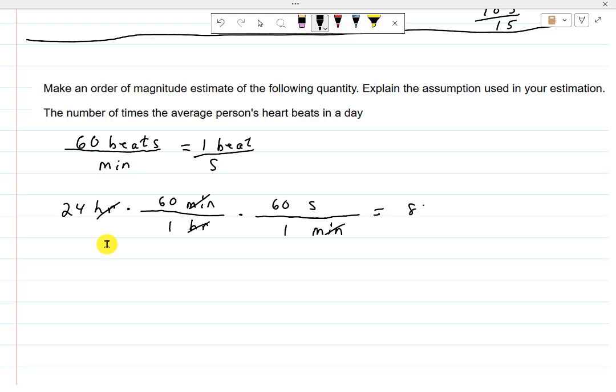This ends up being 86,400 seconds. So that would be our estimate then for the beats. 86,400 beats. It would be our estimate. You don't have to do that. Use your own estimate if you'd like. But I think the book is banking on about 1 second per beat.